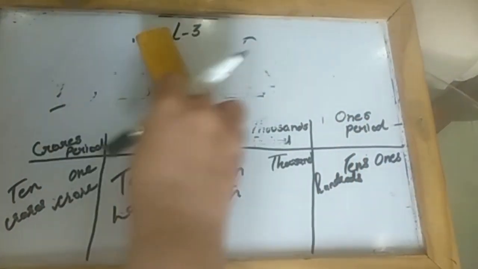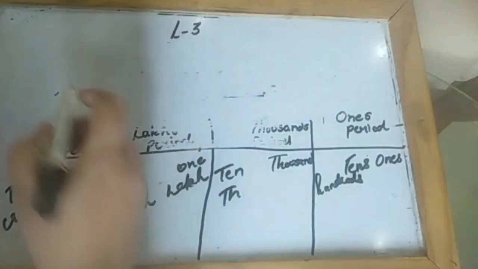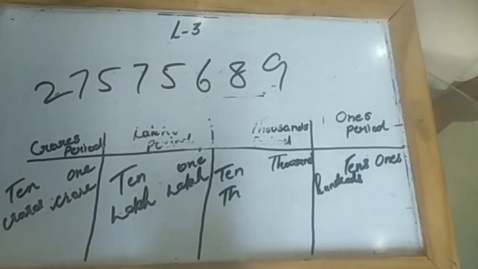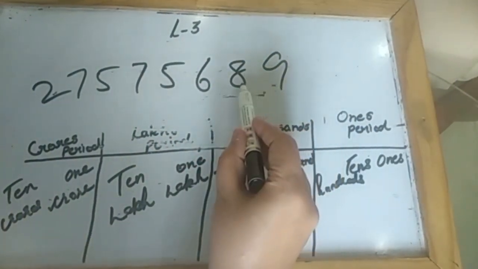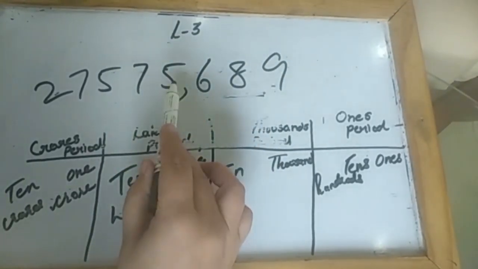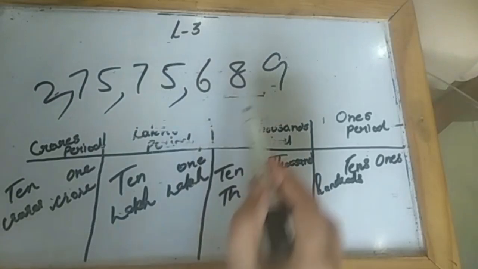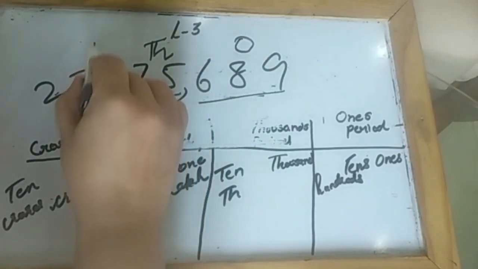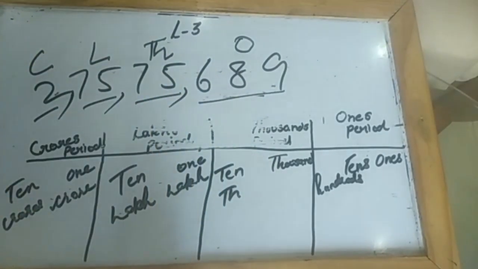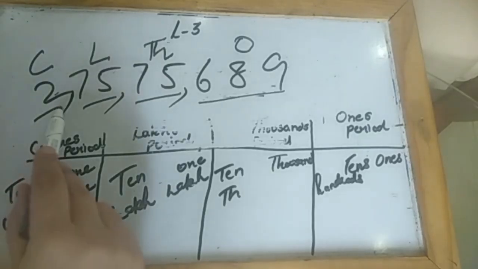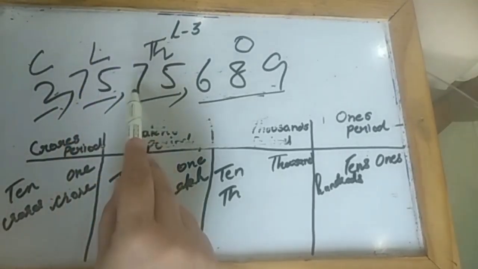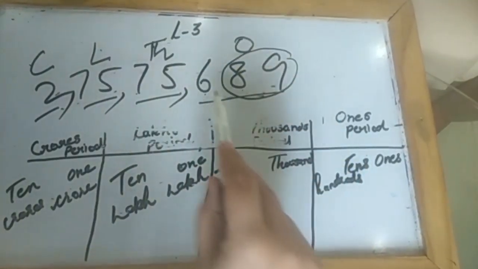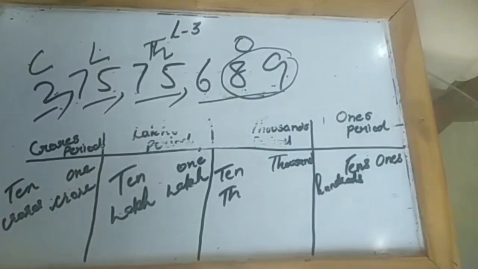Let me take one more example. Suppose I have one more very big number. I'll put the commas according to the periods. First I'll put after 3 places, then after 2, and then after 2. This belongs to the ones period, this belongs to the thousands period, this belongs to the lakhs period, and this belongs to the crores period. So when I have to read the number, I'll say 2 crores, 75 lakhs, 75,689. So these two numbers we read together, 689.